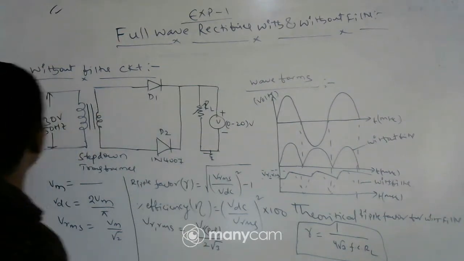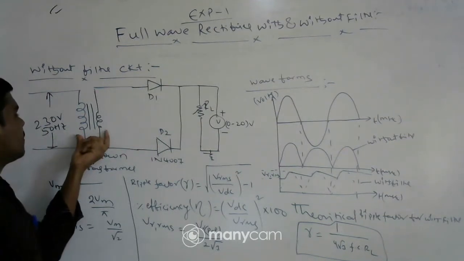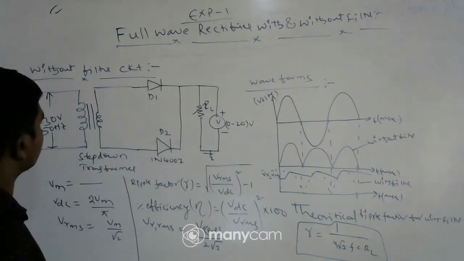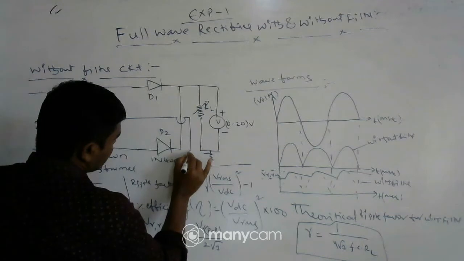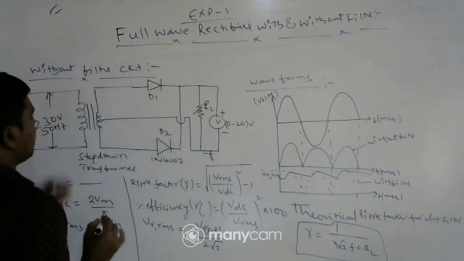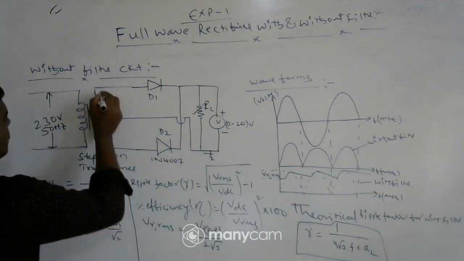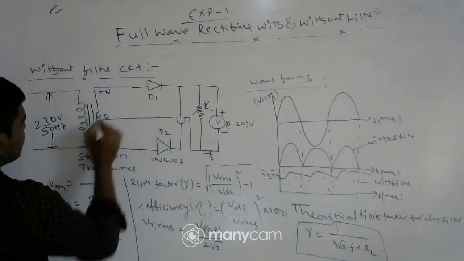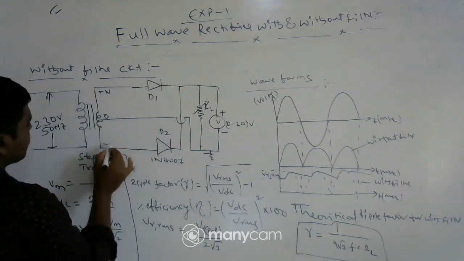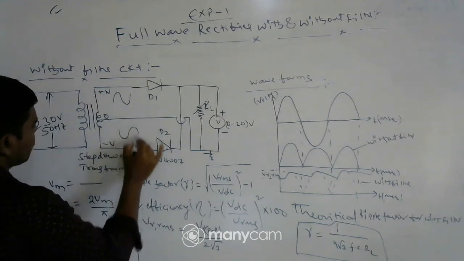So we are giving 230 volts with 50 hertz frequency, and we are using a transformer. Here we are using a step down transformer, and it is center tapped. Here is the positive voltage, this one is the ground, and here is the negative voltage. That means the signal starts like this, and here the signal starts out of phase.